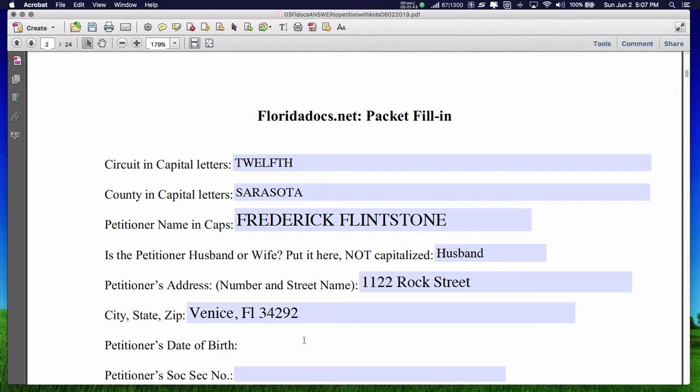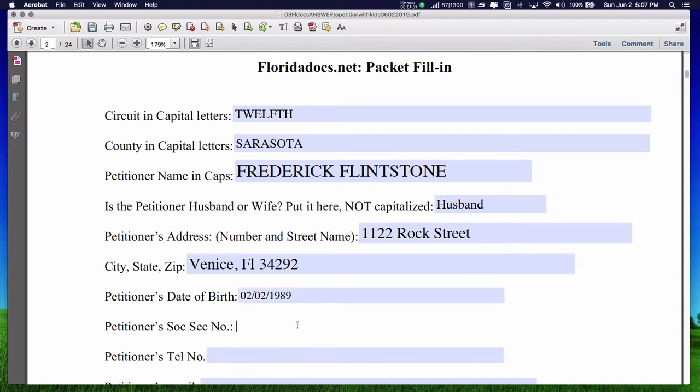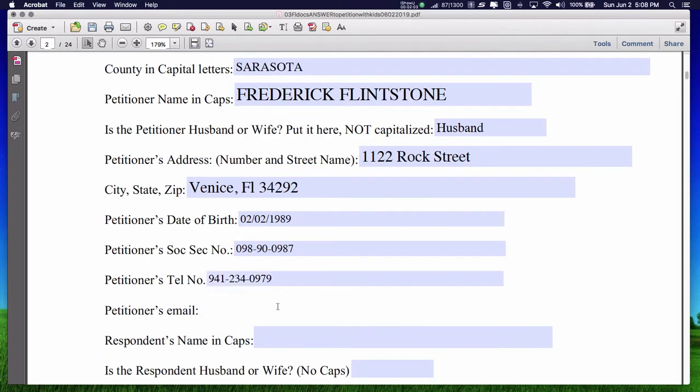Petitioner's date of birth. Let's put whatever Fred's date of birth is right here. And his social, if you have it, put it in. If you don't have it, that's okay. Put his telephone number here. And his email.